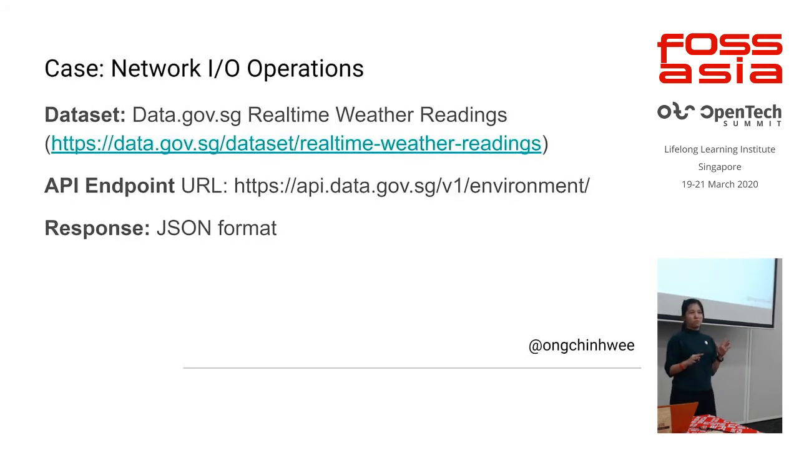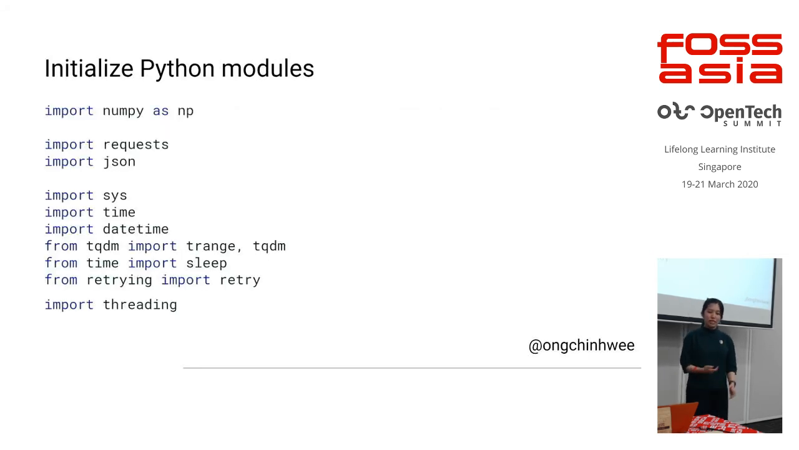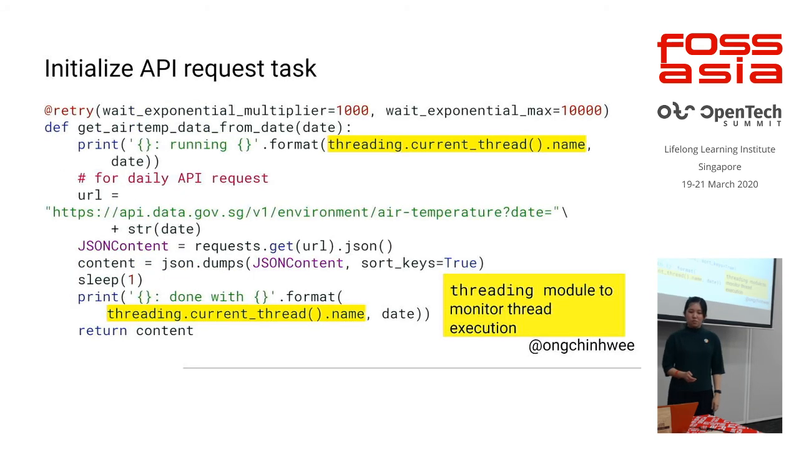One of the cases that I would like to illustrate would be a network I/O operation. In this case, I would like to extract some data from data.gov real-time weather readings. The response would be in JSON format. So it's like calling the API, trying to pull the data from the API. First, I initialize my modules. For threading, you realize I have threading. Why do I need the threading? Because I will need to monitor my API request, like which thread the API request is running on.